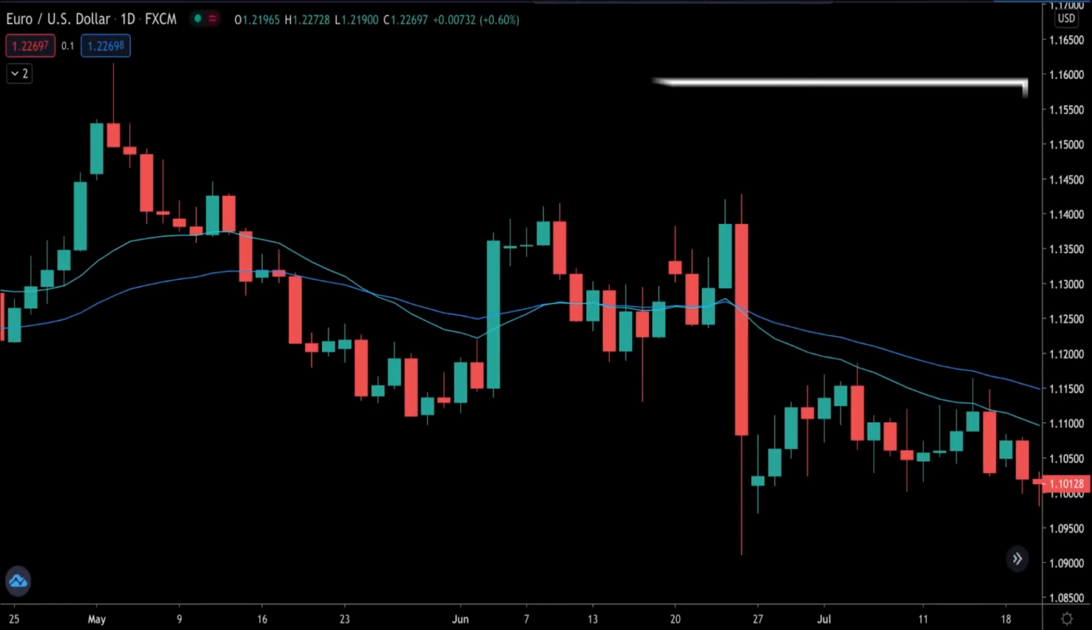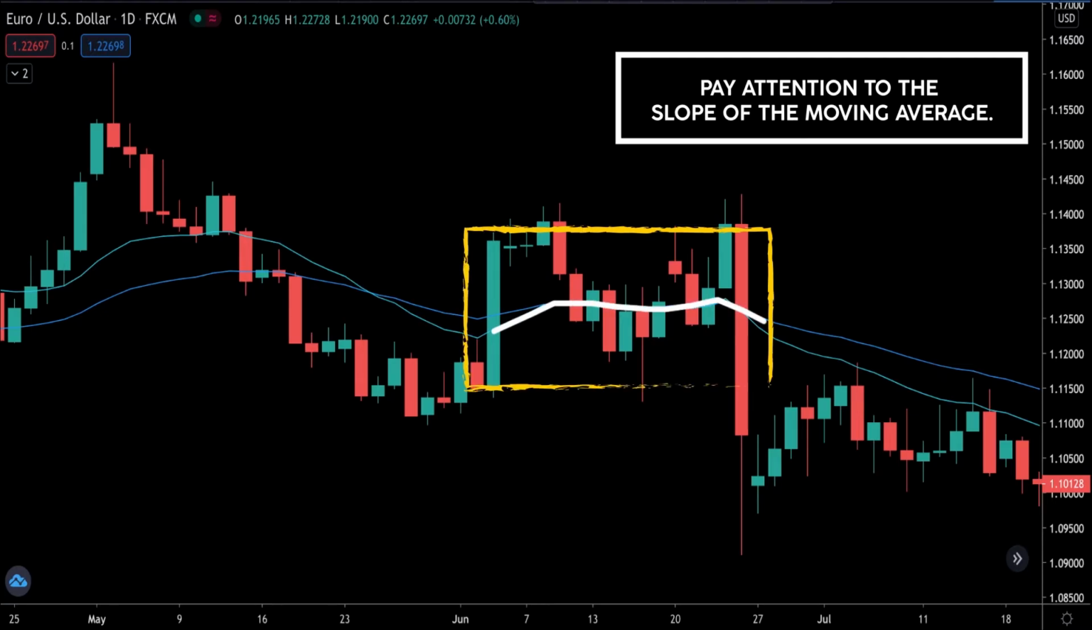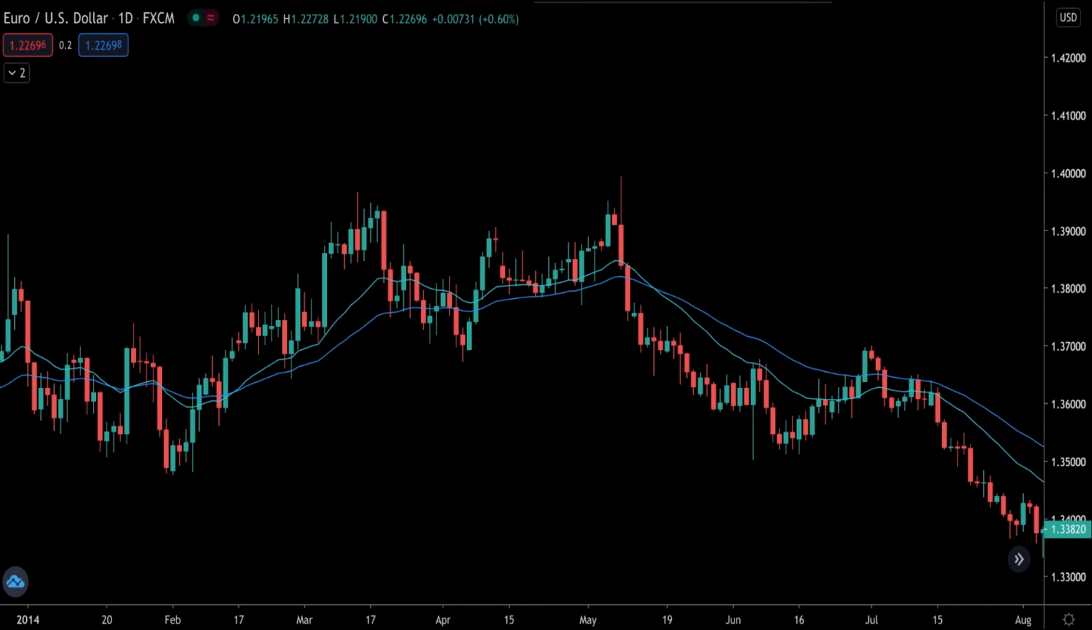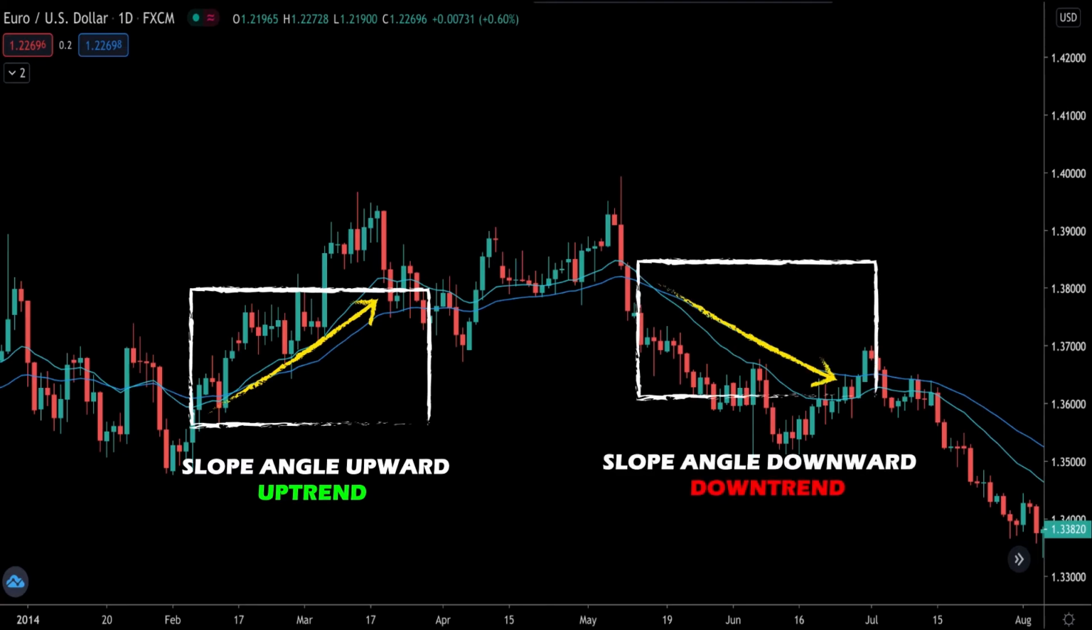The first thing you want to focus on when using a moving average is the moving average slope. If you see that the slope is relatively flat, you want to avoid trading a crossover strategy since it implies that the market is in consolidation. If you see that the slope is angled upwards, then that is an uptrend. And if you see that the slope is angled downwards, then it is a downtrend.